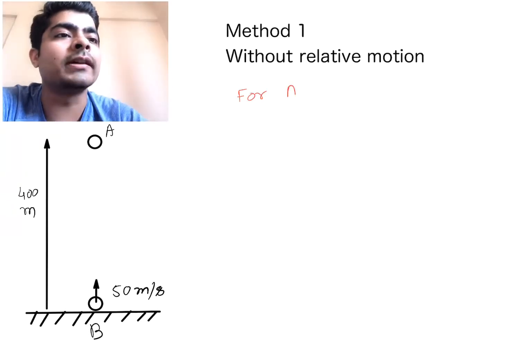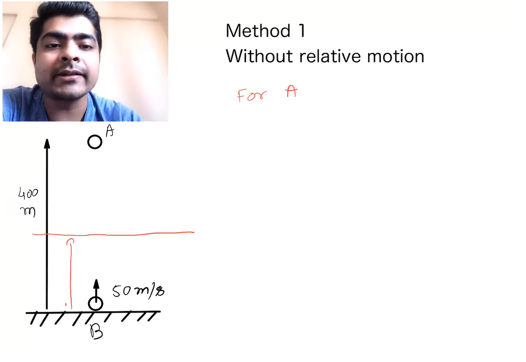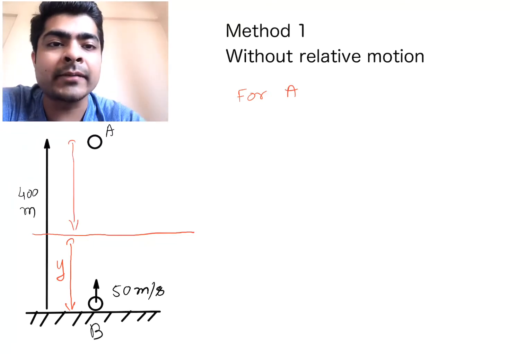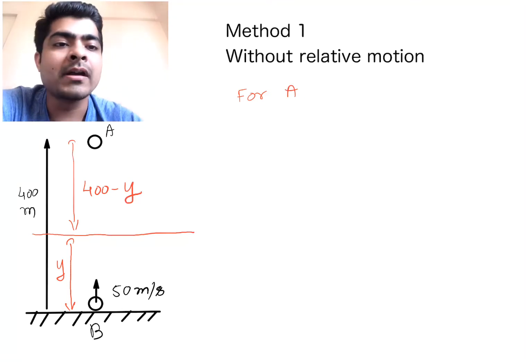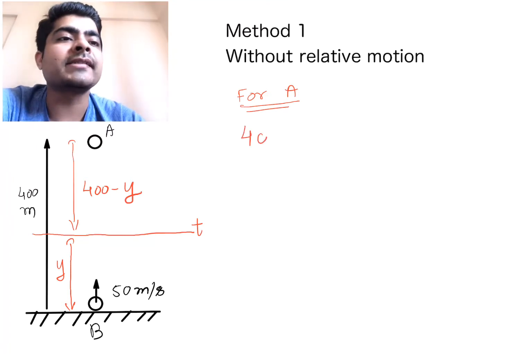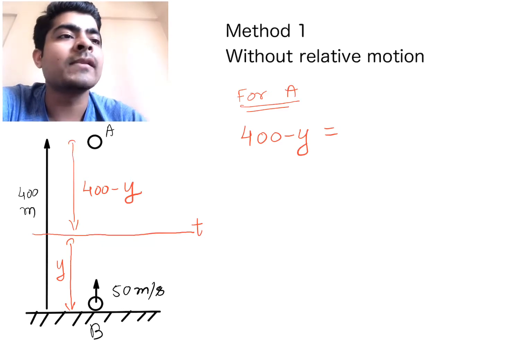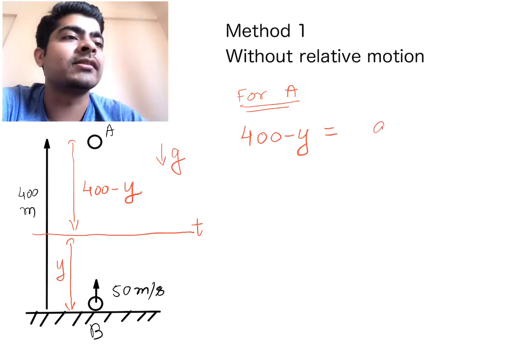So for the ball A, let's say they will meet somewhere over here at a height y from the bottom. Then the distance covered by the ball A will be how much? 400 minus y. Let's say the time taken is t. So for ball A, distance covered 400 minus y equals ut plus at square by 2. Initial velocity is 0. It's coming down with acceleration g, so gt square by 2. This is your equation 1.